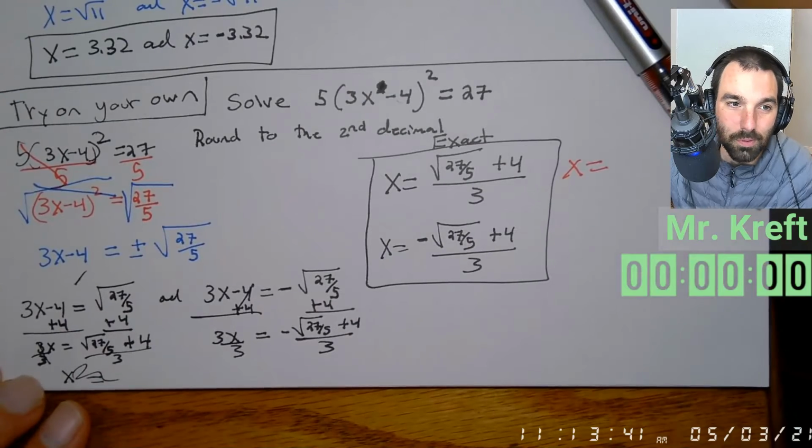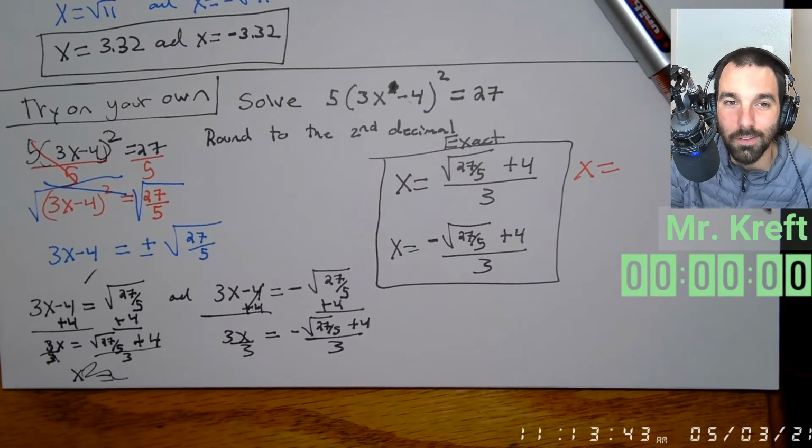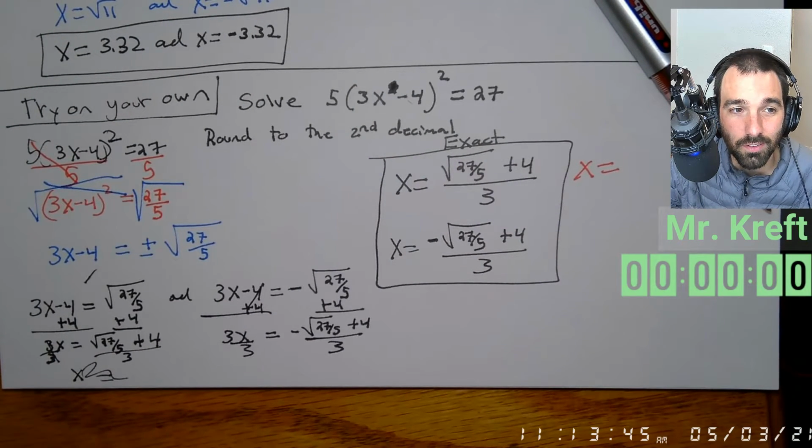Okay, so where am I losing people, guys? Is it just because the square root of 27 over 5 looks weird? Where did I lose people? Yeah, so that's it. It's just that the square root of 27 over 5 is a number. It just looks weird. That's it.